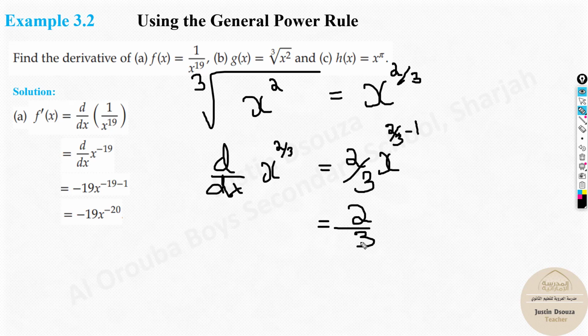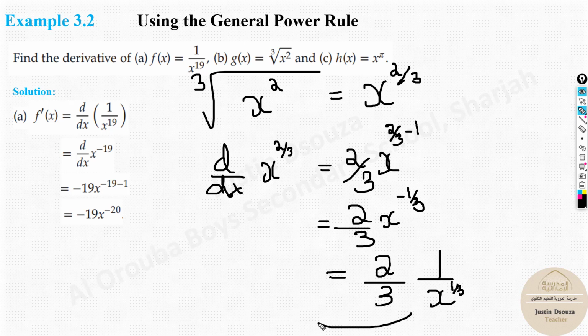So it's 2/3 x to the power negative 1/3. This is the answer. But now what if you want to write it in terms of square root? I can't have a negative exponent, so what I do is take this negative exponent down. So what happens? It's 2/3. You can write this fraction coefficient separately. Here it becomes 1 by x to the power 1/3. Now I'll just write it over here. This can be written as 2/3 times 1 by x to the power 1/3.